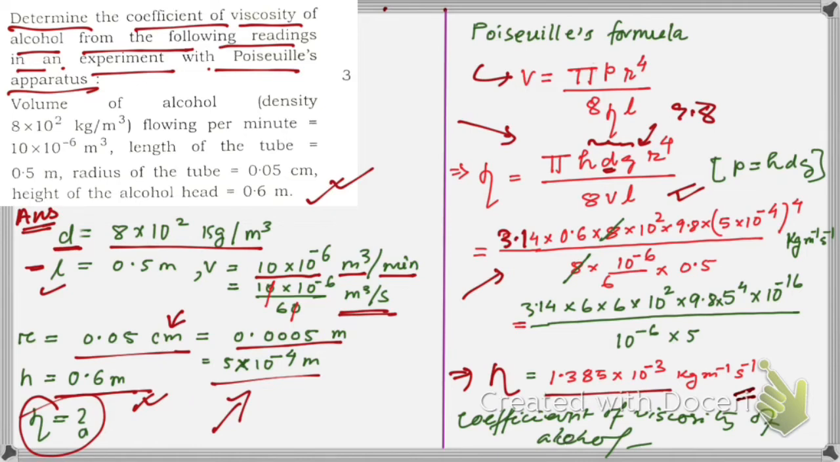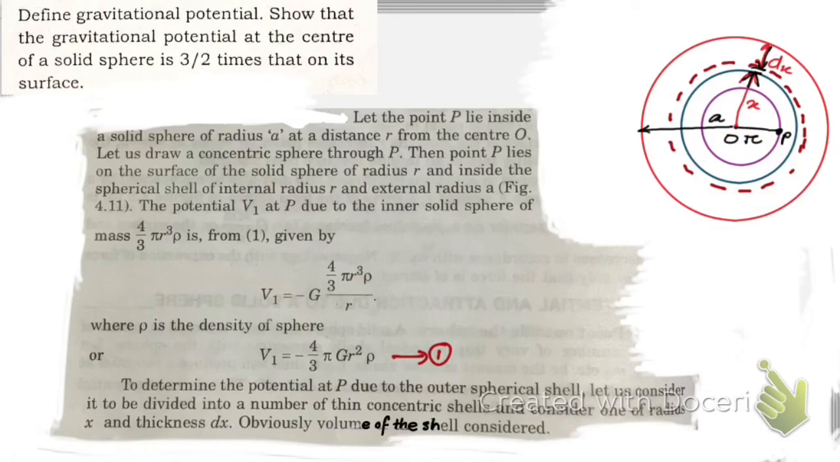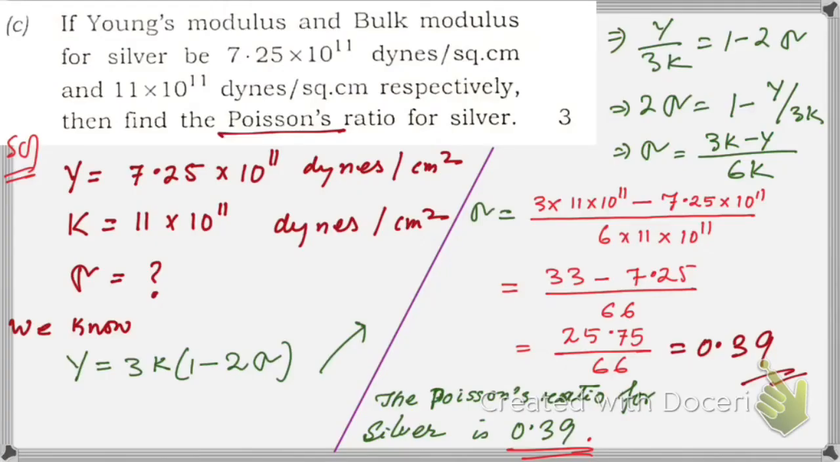So hope you have understood this. Now let's move on to the next question. So here is the next question. Young modulus and bulk modulus for silver is given, right?